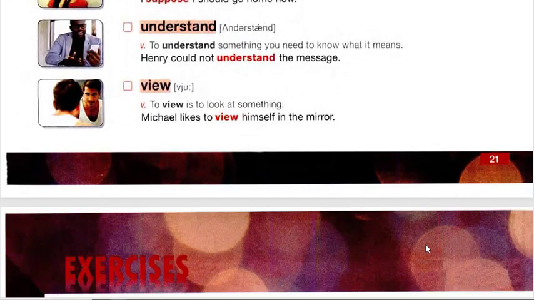Understand, فهمیدن. To understand something is you need to know what it means. Henry could not understand the message.